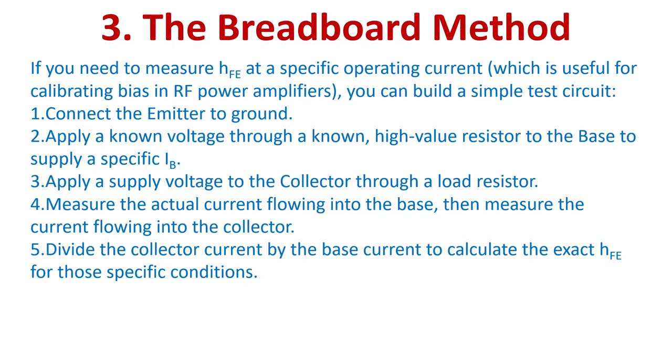Breadboard method. If you need to measure hFE at a specific operating current, which is useful for calibrating bias in RF power amplifiers, you can build a simple test circuit. Connect the emitter to the ground. Apply a known voltage through a known high value resistor to the base to supply a specific base current. Apply a supply voltage to the collector through a load resistor. Measure the actual current flowing into the base, then measure the current flowing into the collector. Divide the collector current by the base current to calculate the exact hFE for those specific conditions.